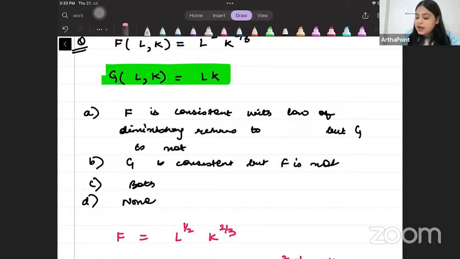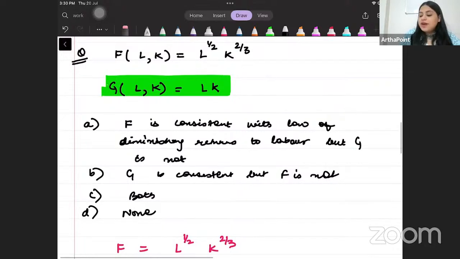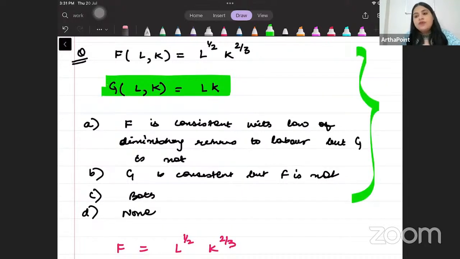Now, for homework, what I want you to do is, you should try on your own. Instead of capital, everywhere, change it with labor. And redo this question to find which function is consistent with the law of diminishing returns to labor and which function is not consistent. Okay, so redo this question, check for diminishing returns to labor.